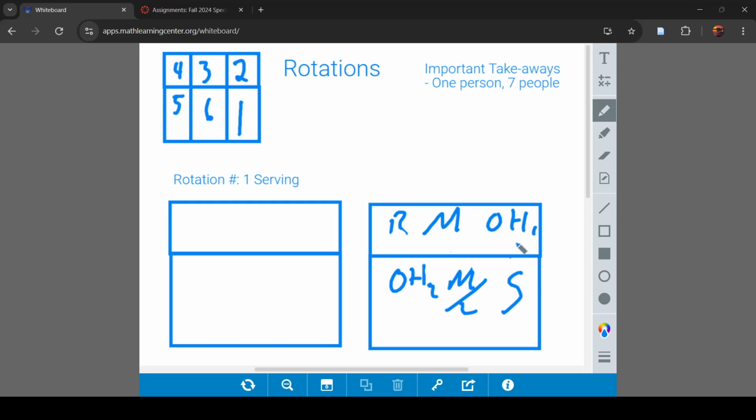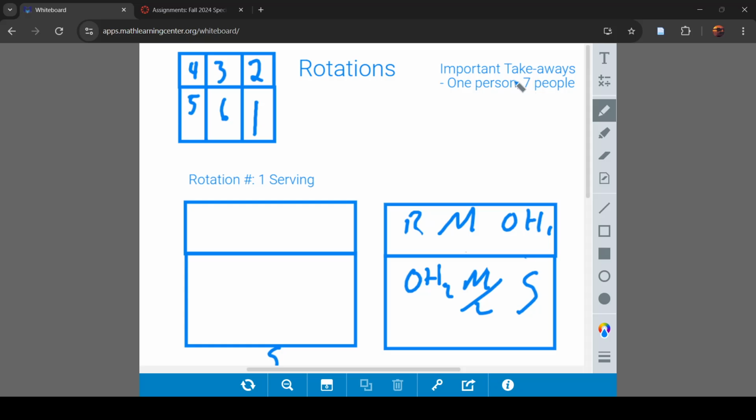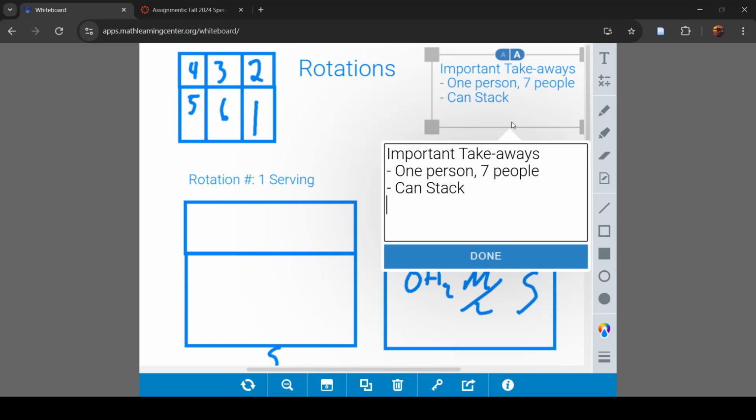Now, with these locations, the first thing we're going to talk about is when we're serving. So when we're serving, the setter's back here. Right here, I'm going to add stacking to the takeaways. Can stack. And then this other thing I'm about to mention.